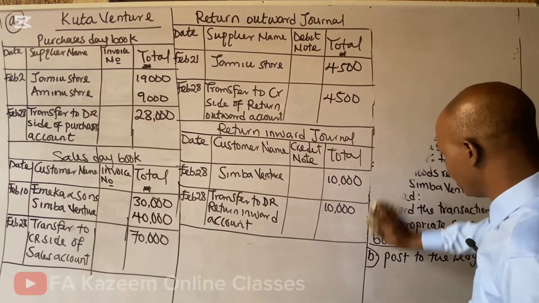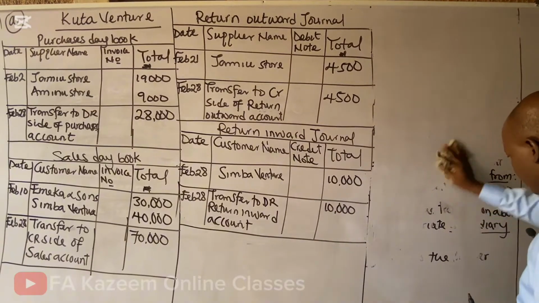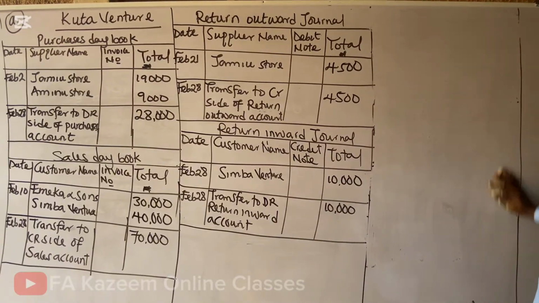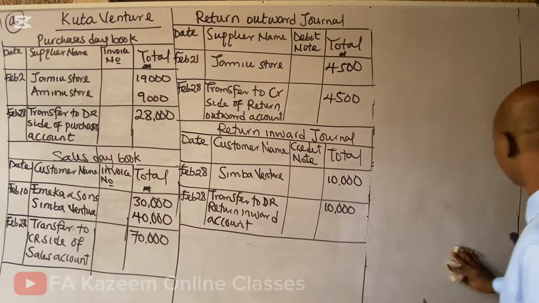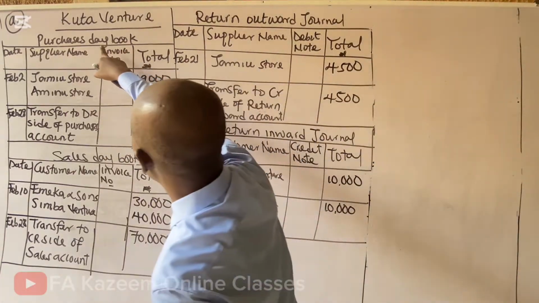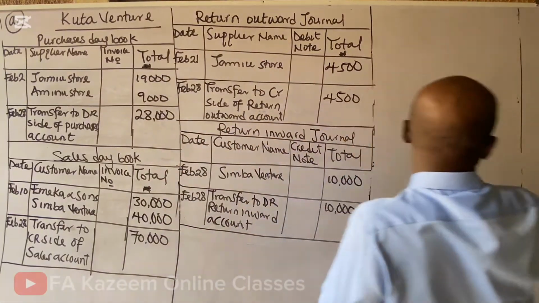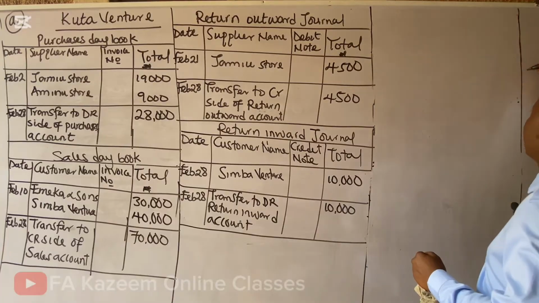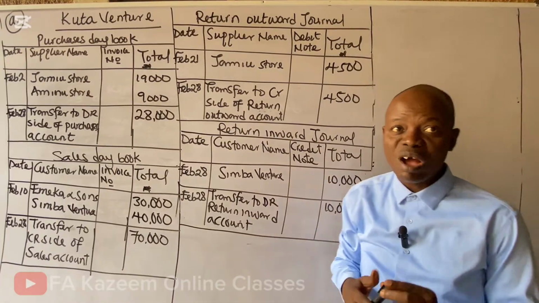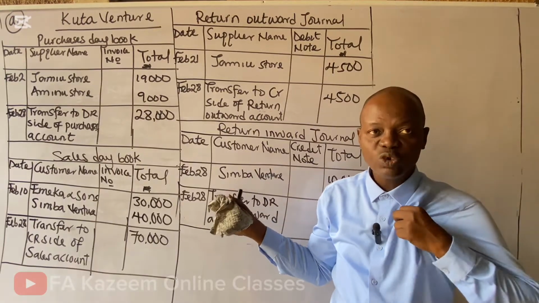Want to post it to ledger, one after the other, but how do we post it to ledger? Now look at this. Let's post purchases day book first. I've told you that ledger indicates double entry, and we have done double entry in our previous video. How do we post to ledger?